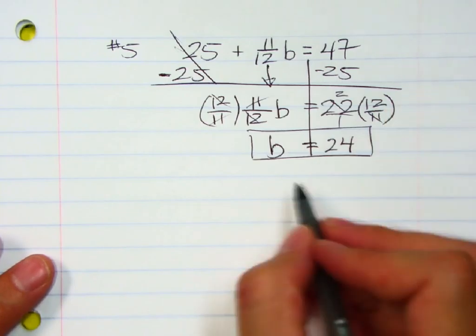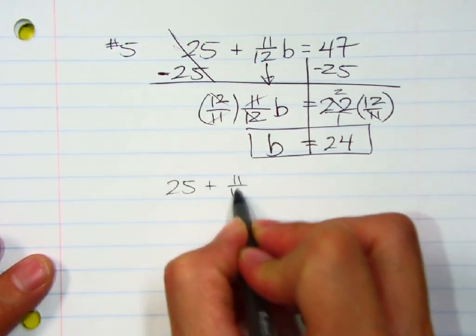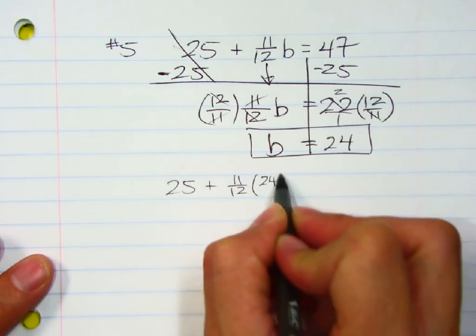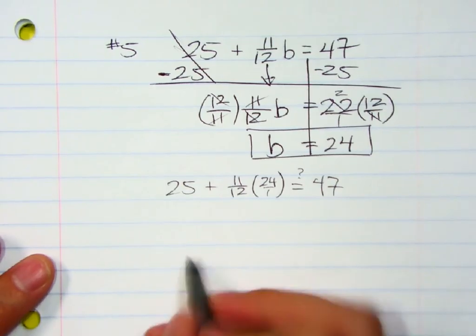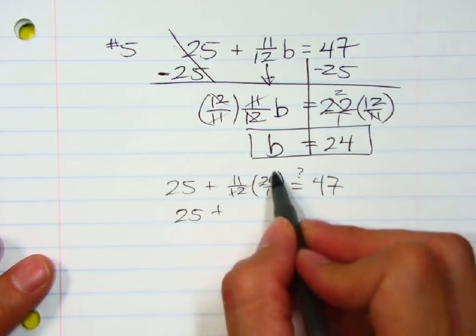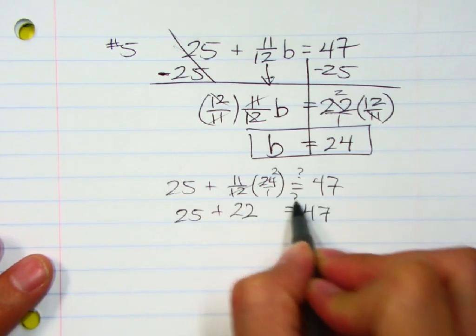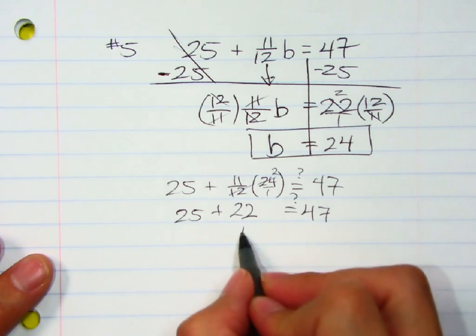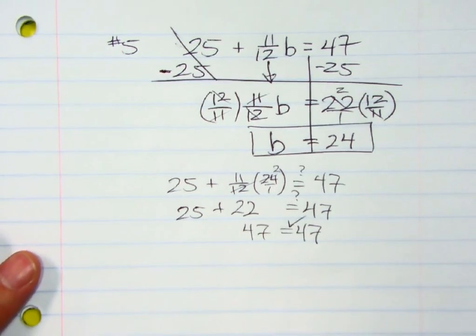Okay, so if I think that's the answer, let me go back and check my answer. 11/12 times 24, does that equal 47? 24 over 1. Let's see. 25 plus, let's see, I can do some cross canceling. 22, does that equal 47? Question mark. I'll do one more step here. Yeah, 47 does equal 47, so ta-da, that is my answer.